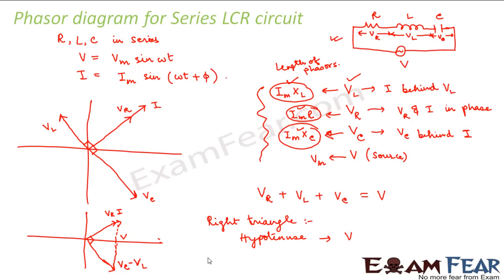So now using Pythagoras theorem, we can write that VR square plus (VC minus VL) whole square is equal to Vm square, because here the length of the resultant represents the peak value of the source voltage. So peak value of the source voltage is Vm, right? So we can write Vm square is equal to, what is VR? VR is nothing but Im into R.